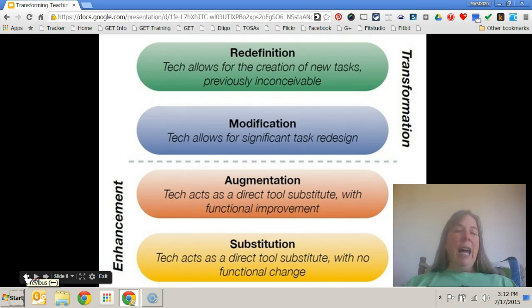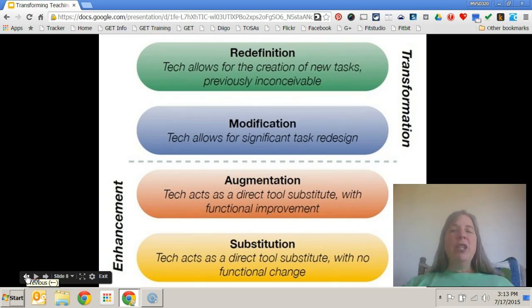It's been called a ladder, and then it's been pushed back on it being called a ladder. You'll see here that there's substitution, augmentation, modification, and redefinition. With substitution and augmentation, you're at the enhancement level, and then transformation is the top two levels. You'll see a dotted line between the two, and you'll hear a lot about teaching above the line.